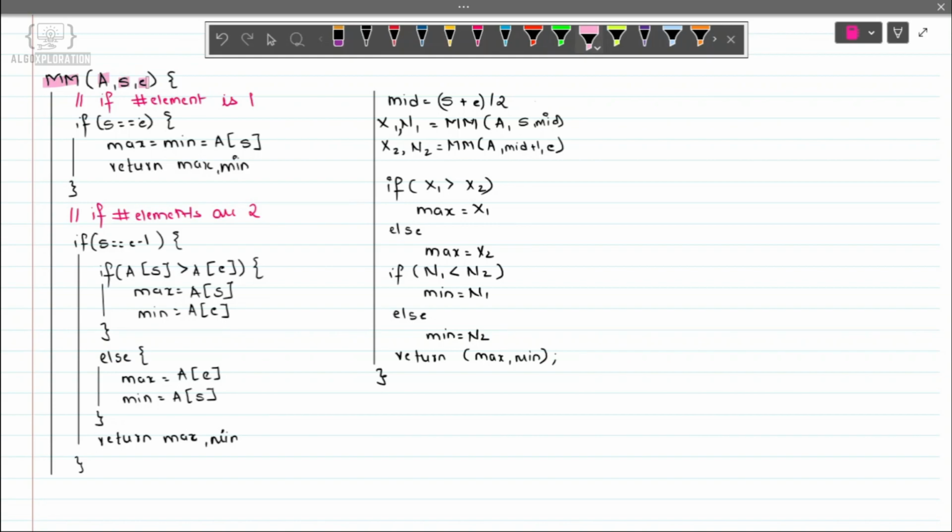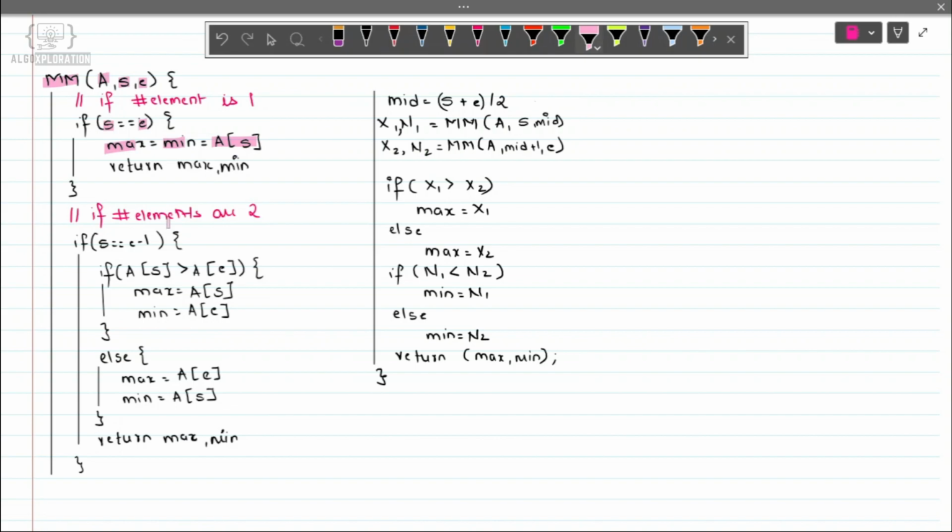Now, as I said that we have to define the small problem first. So here the small problem will be if the number of element is 1 or if it is 2. So let's see what happens if number of element is 1. If we compare start index equals to end index, if it is, then it will assign A of S as max and min, and it will return it.